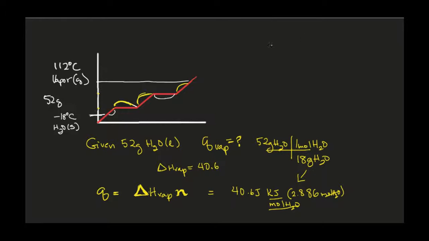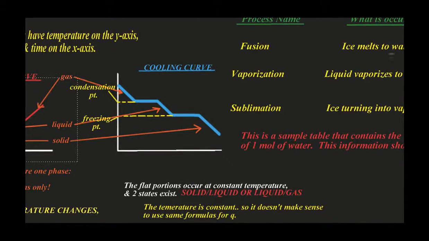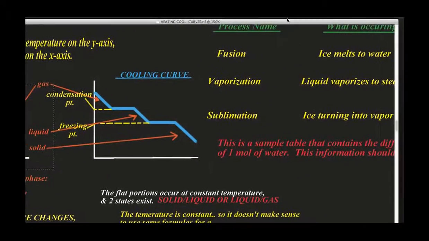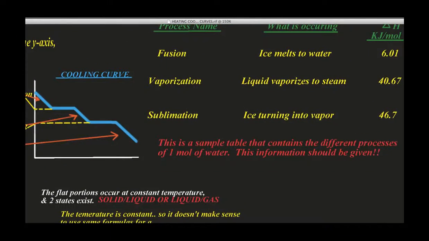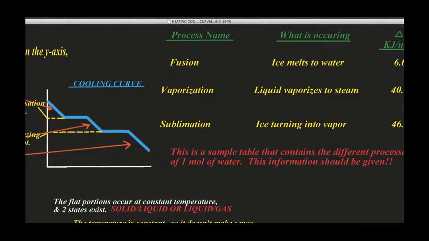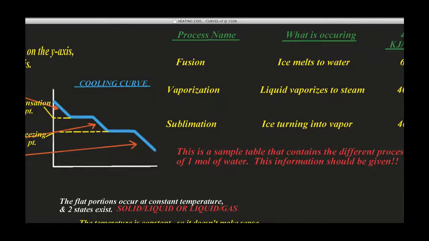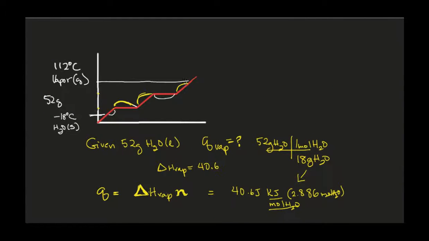So let's do the easy one first. Let's do the one that's the fusion. If you remember, the constant for fusion was 46.7, I believe, kilojoules per mole. No, it's 6 point. Yeah, no, you're right. It's 6.01. I gave you the one for sublimation, sorry.